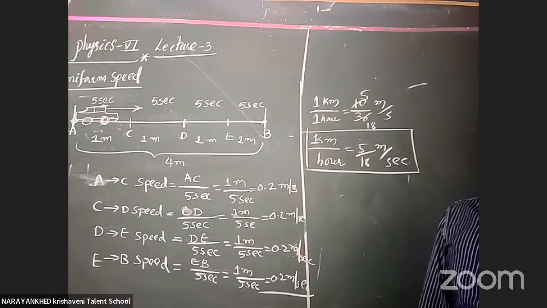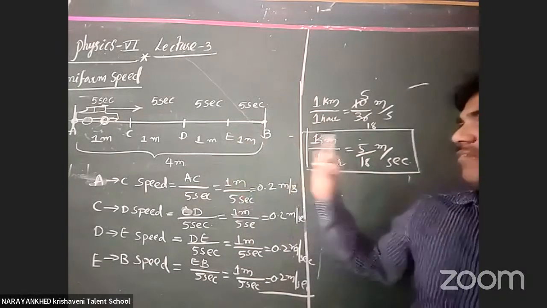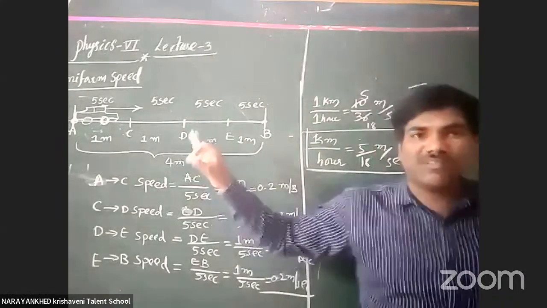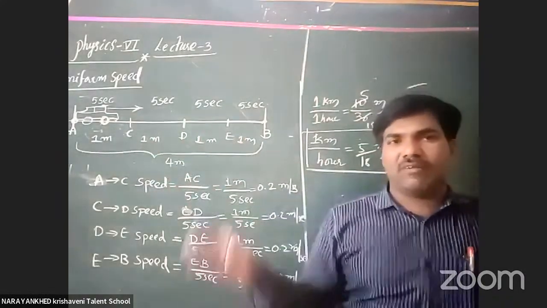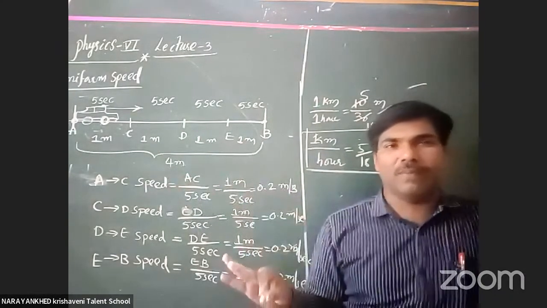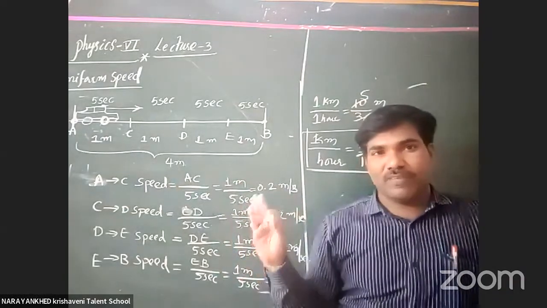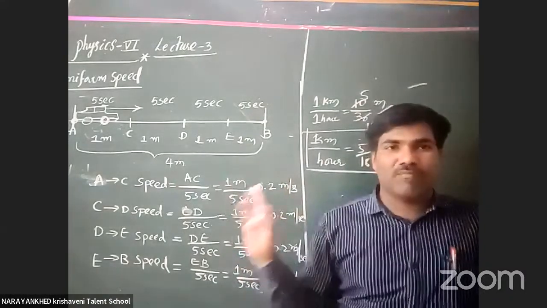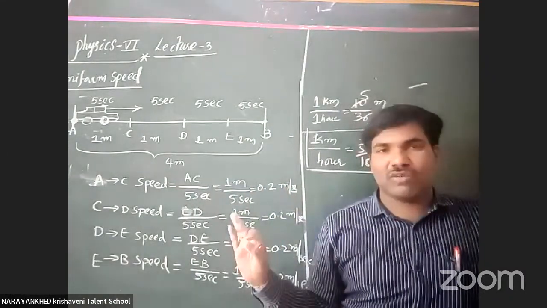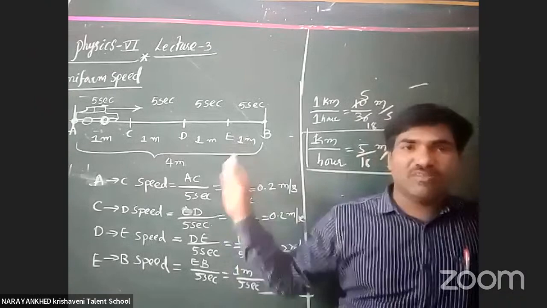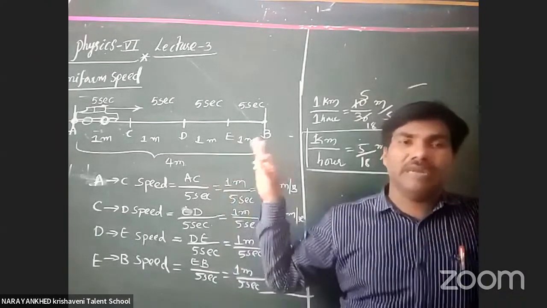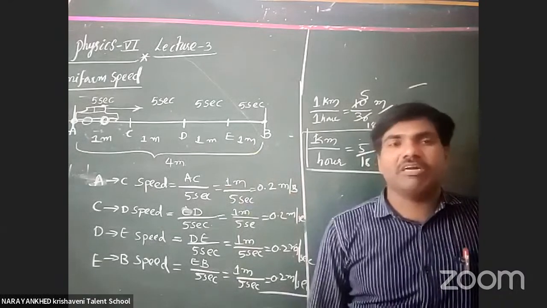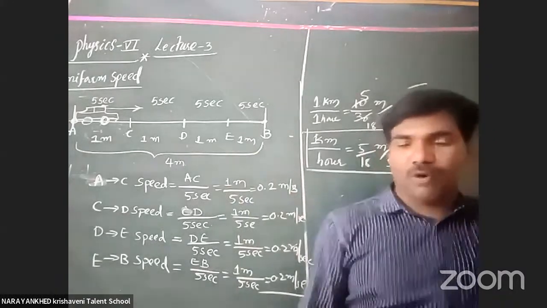Okay, clear? Every time the same distance is traveled. There is no change in the distance, there is no change in the time taken, and the speed is also the same. This type of motion is called uniform motion, and the speed of the body in this situation is called uniform speed. Got it? I hope you got it.